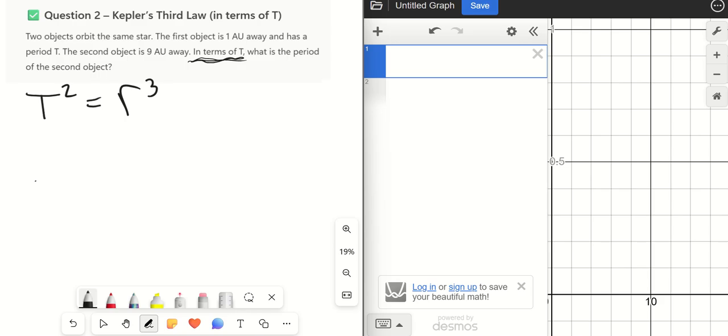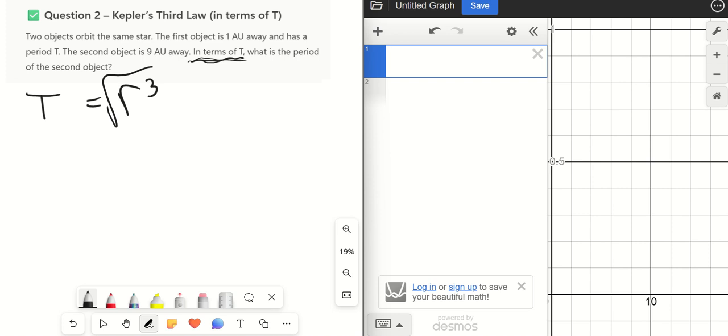What that tells me is I want to get period by itself. I want to get rid of this exponent right here, so I am going to square root both sides. If I square root both sides, it's going to remove this exponent, and that's the equation that I'm going to use. This is my initial condition right here.